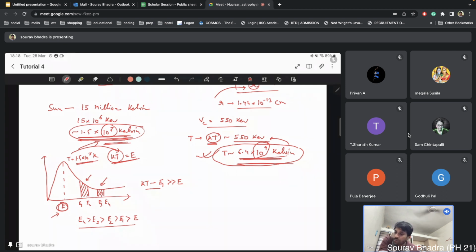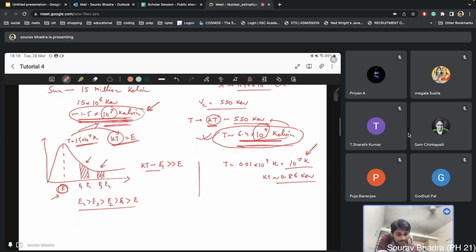Suppose, what sir has done, I will do the same thing. Suppose T is 0.01 times 10 to the power 9 Kelvin, or 10 to the power 7 Kelvin, comparable to this 1.5 times 10 to the power 7 Kelvin in the sun, and the corresponding energy is 0.86 keV. If you try to find the number of particles at this temperature, which I did in the last session also, you will get 10 to the power minus 275.